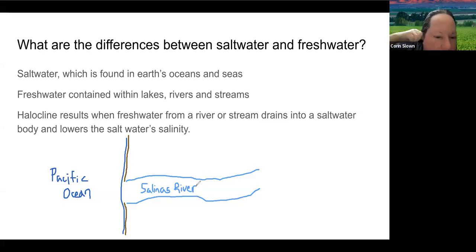So we've got our mental model, we have our Pacific Ocean, we have the Salinas River, and we're really interested in thinking about what's happening in this space. So what are some of the things that you think might be occurring in this space?